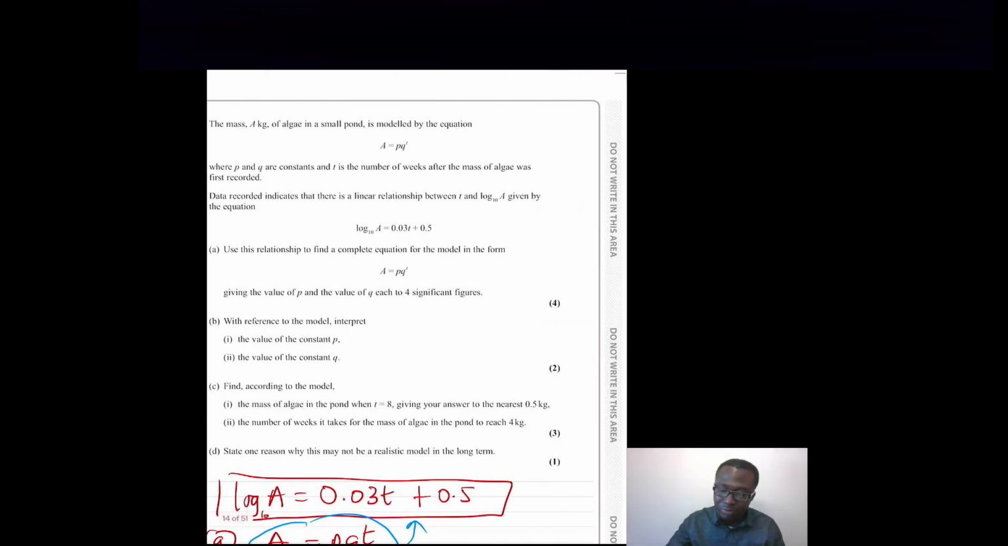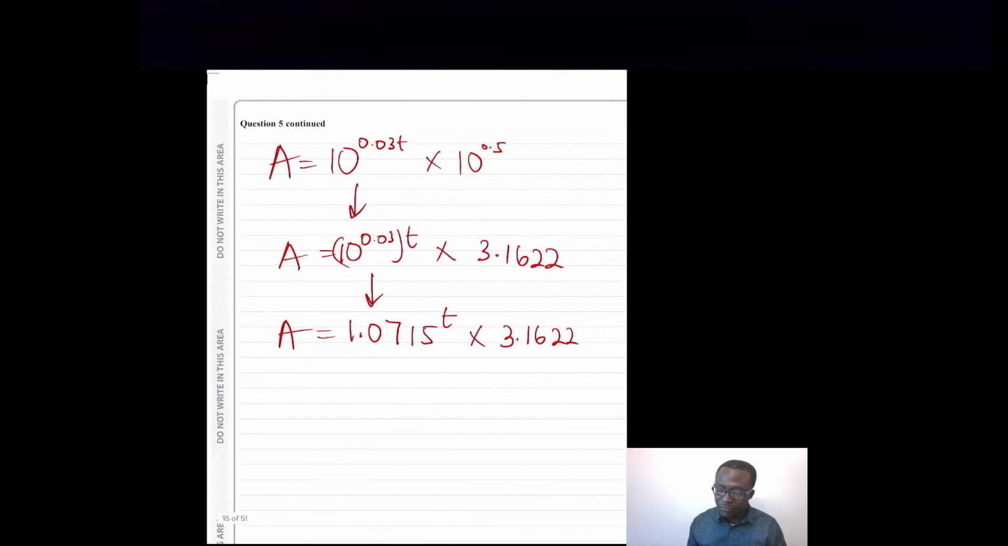Okay, so it's always important. It says we should leave our answer to 4 significant figures. So I'm going to go back there and make sure I've got 4 significant figures. So A will be 1.072. So 1, 2, 3, 4. So that is 1.072 to the power T times 3.162, and that will be the answer.